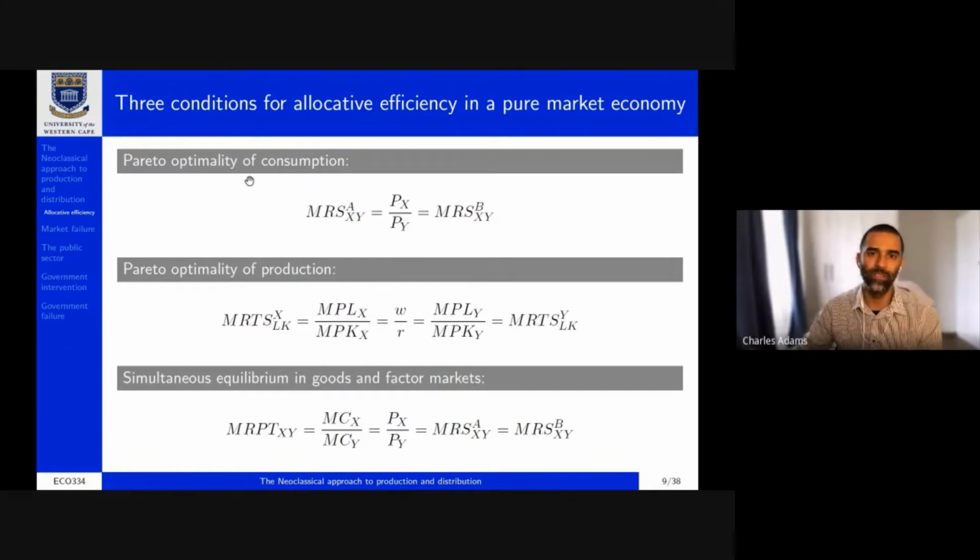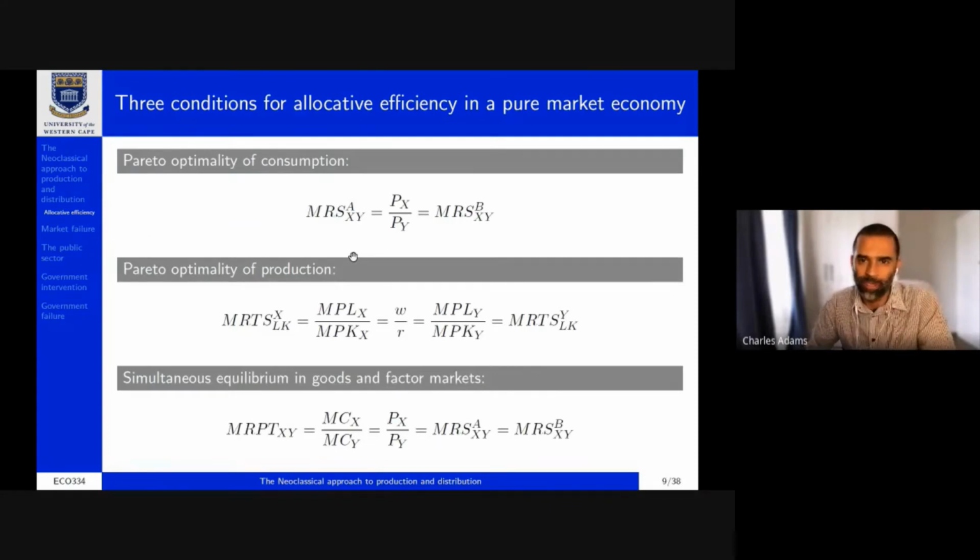So the Pareto optimality in consumption says that the marginal rate of substitution for consumer A, that is substitution between good X and Y, is equal to the ratio of the prices of these goods, and that is also in turn equal to the marginal rate of substitution between goods X and Y for consumer B. Effectively, what this means is that the slopes of the respective utility functions are equal. And that is the first condition for Pareto optimality in consumption. And of course, the marginal rate of substitution relates to how much of good X, A and B, respectively, are willing to give up to consume more of good Y, and vice versa.